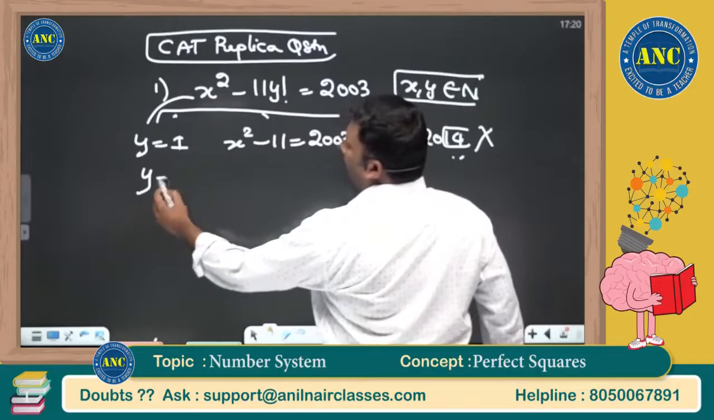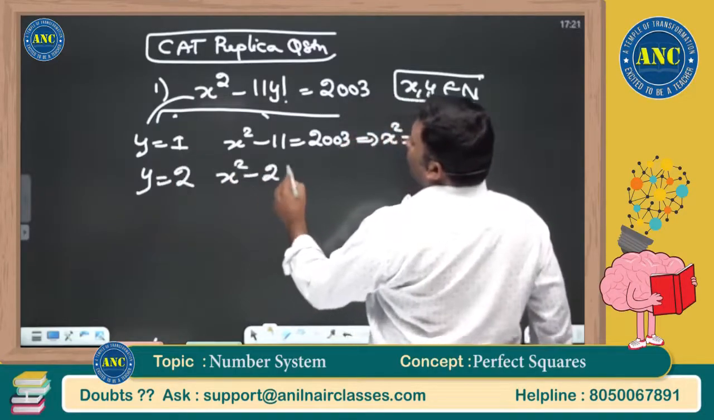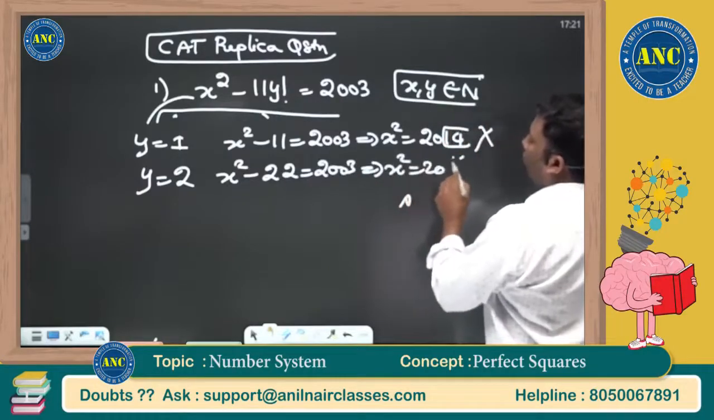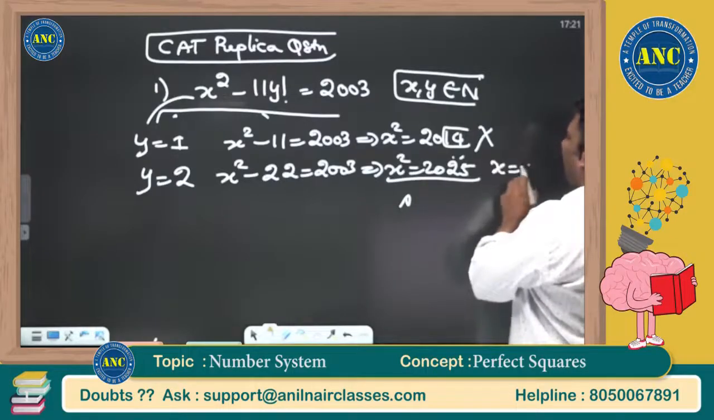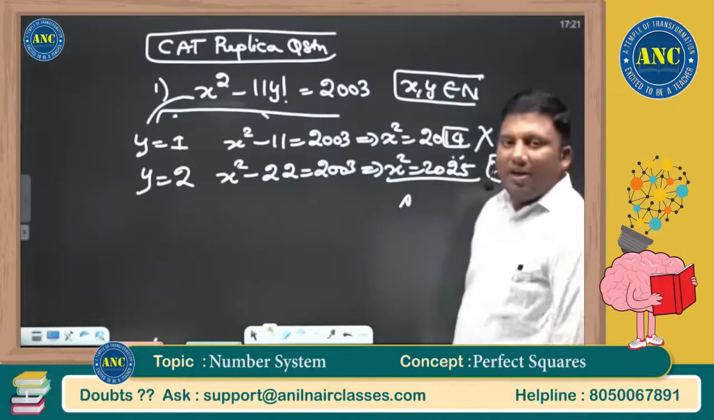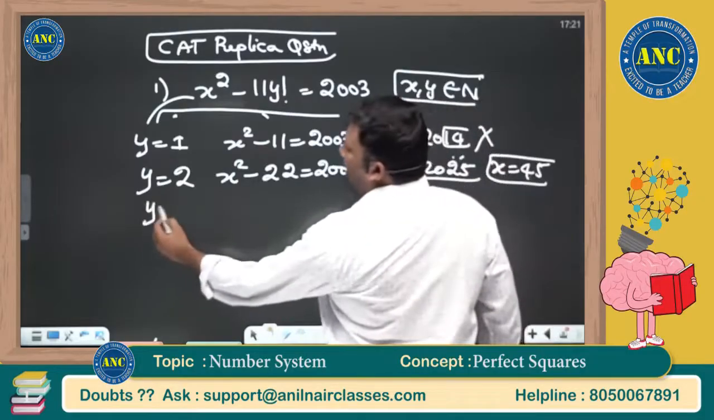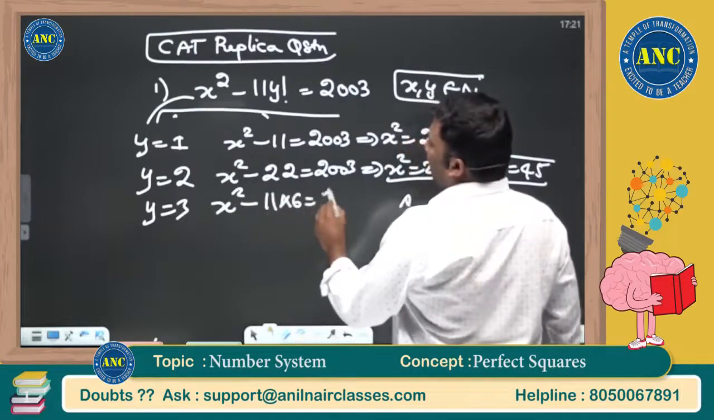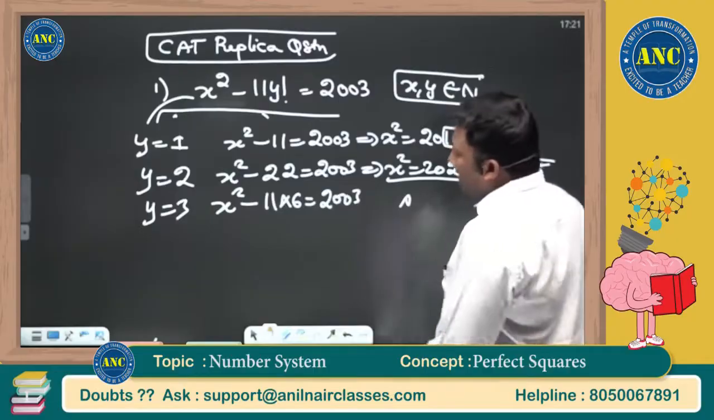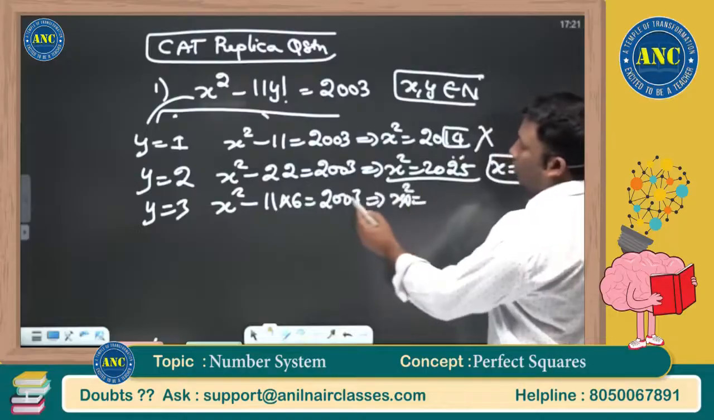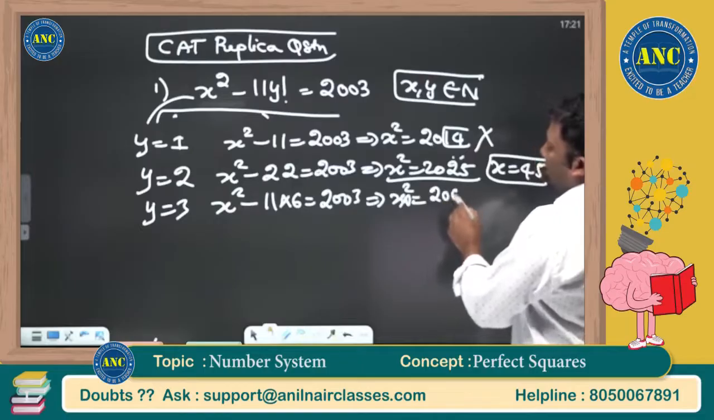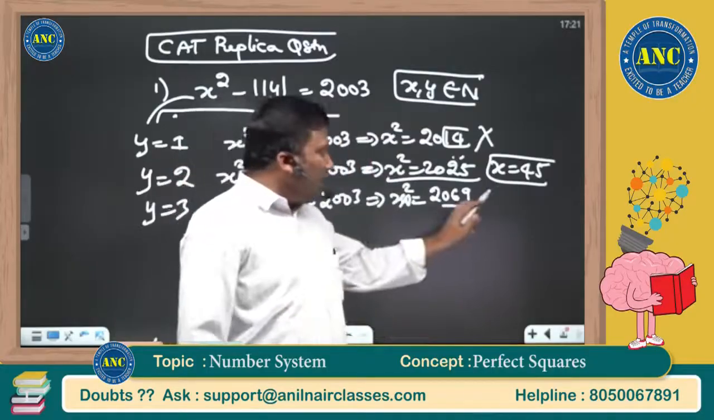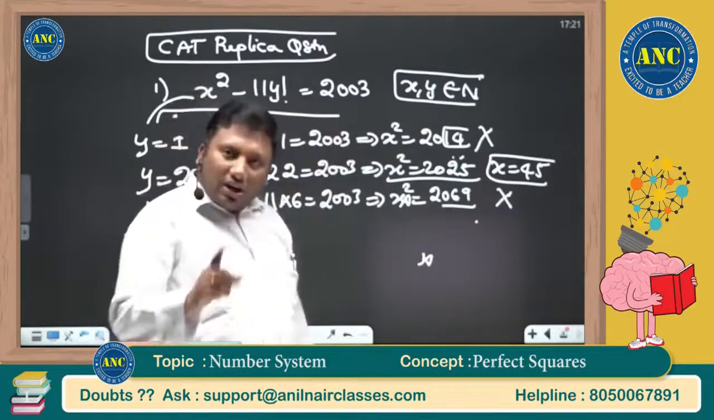If y is 2, x square minus 22 equivalent to 2003. So x square equivalent to 2025. 45 square is 2025. Y equivalent to 2, we got the answer. Y equivalent to 3: x square minus 11 into 3 factorial, which is 6, equivalent to 2003. So x square equivalent to 2003 plus 66, 2069. Now see here, it is not a perfect square. Why is it not a perfect square?